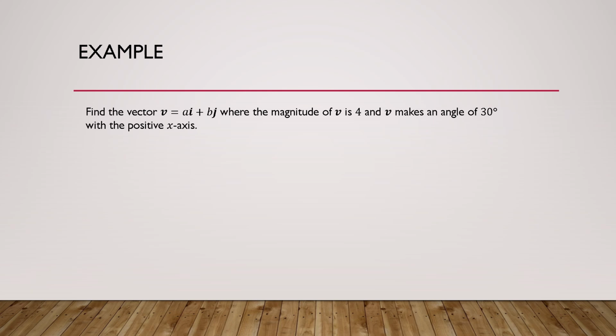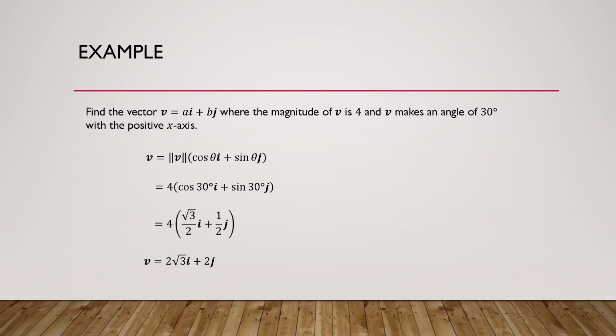For example, find the vector v equals ai plus bj, where the magnitude of v is 4, and v makes an angle of 30 degrees with the positive x-axis. From the theorem, we use v equals the magnitude of v times the quantity of cosine theta i plus sine theta j. Fill in the values to get 4 times the quantity of cosine 30 degrees i plus sine 30 degrees j. Cosine 30 degrees is the square root of 3 over 2, and sine 30 degrees is 1/2. Simplify to get 2 times the square root of 3 i plus 2j.